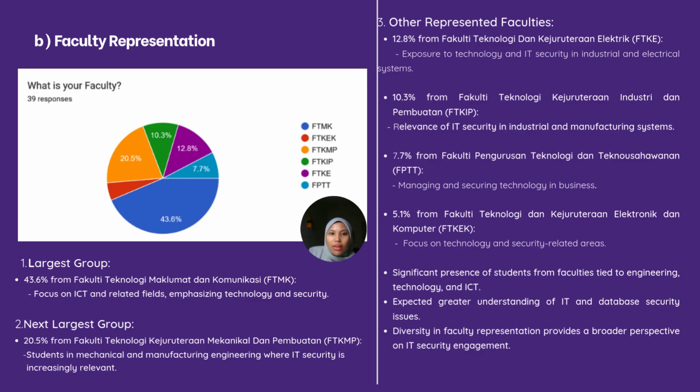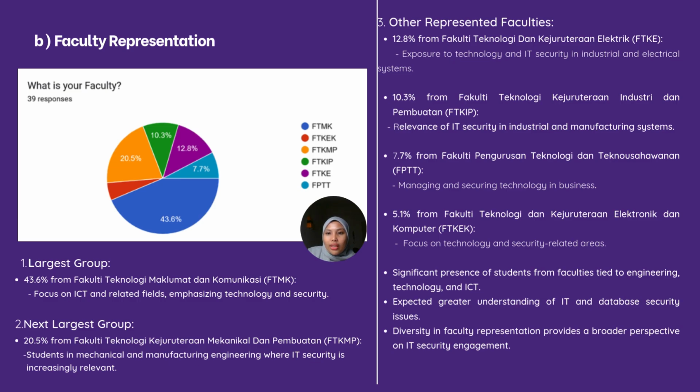So now this will be the faculty representation of survey participants. The largest group is FTMK at 43.6 percent. This is the largest group, likely specialized in ICT and related fields where technology and security are core focuses. The next largest group is FTKMP, students in mechanical and manufacturing engineering where IT security is increasingly relevant, at 20.5 percent.